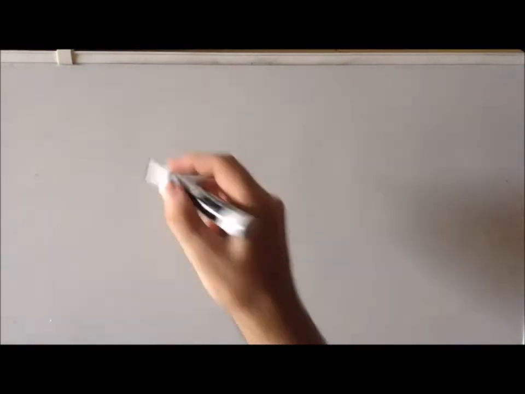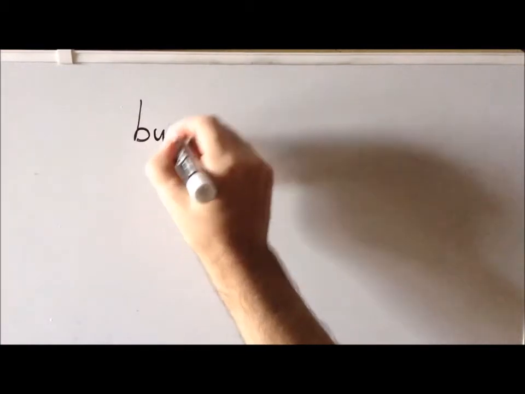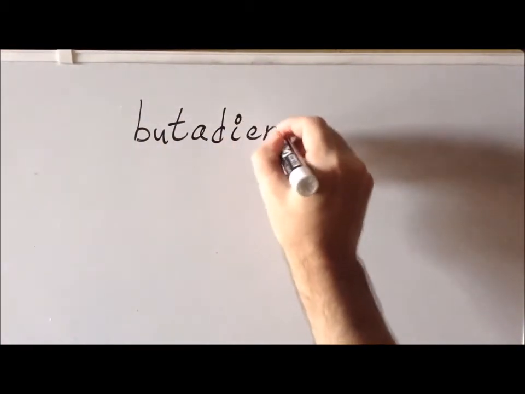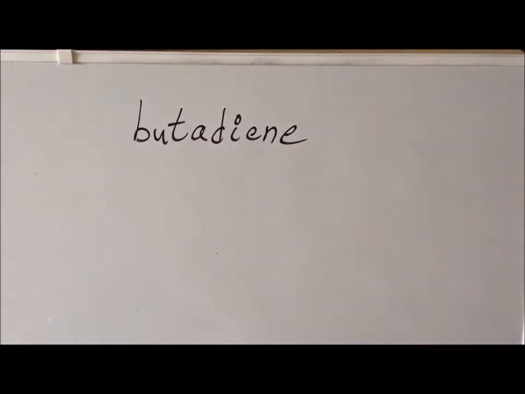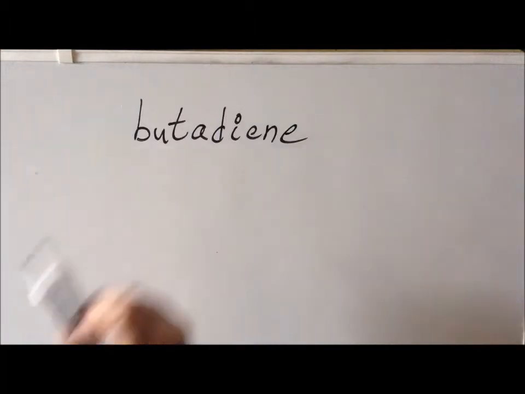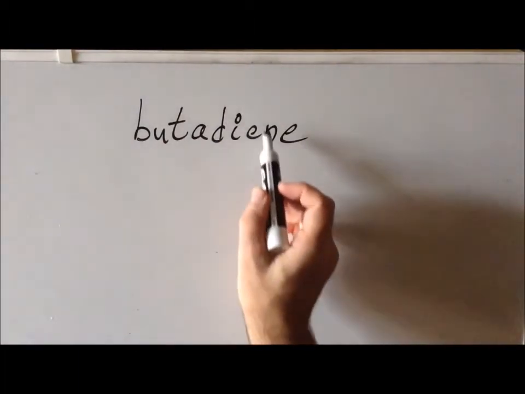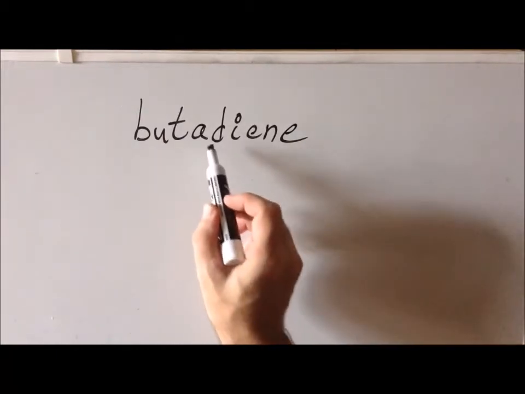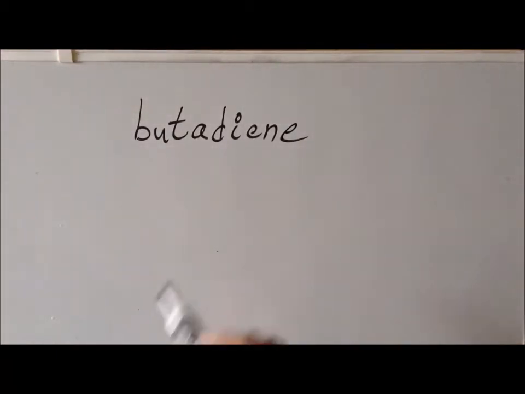Next, we can look at the molecule butadiene. And we notice from the name that it must have a 4-carbon chain. That's where we get the buta part from. It has double bonds. That's why it's an ene, it's an alkene. And there are 2 such double bonds in the molecule. That is why it is a diene.